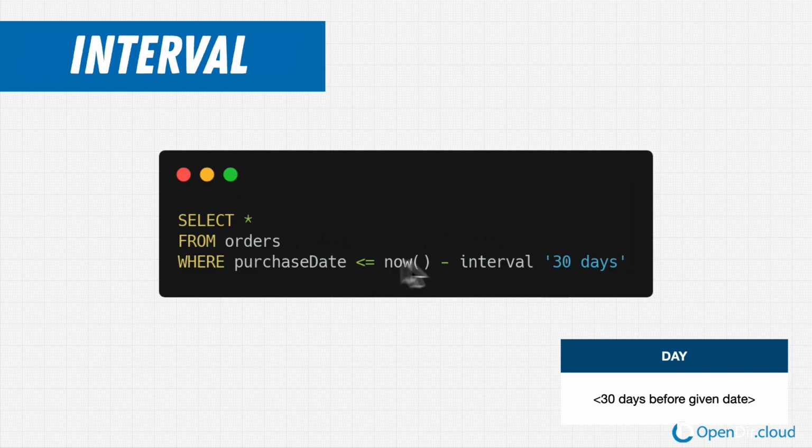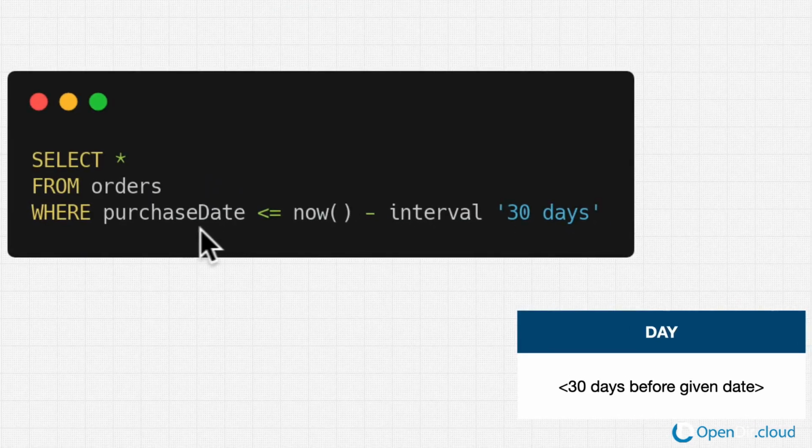Now, let's say you wanted the date of purchase for the last 30 days. Well, we could say purchase date greater than or equal to now, which is the current date, minus the interval of 30 days. So now minus 30 days ago. If the purchase date is within that range, any purchase that happened in that 30-day time period, return them to us. So 30 days before the given date.